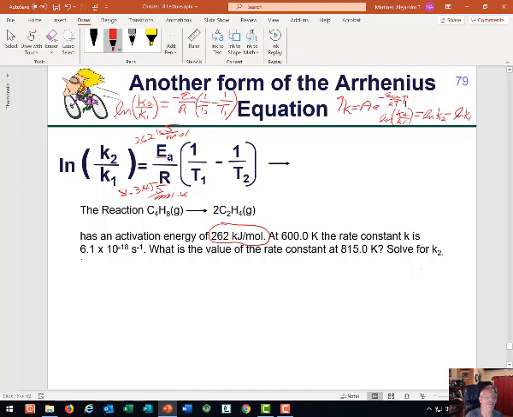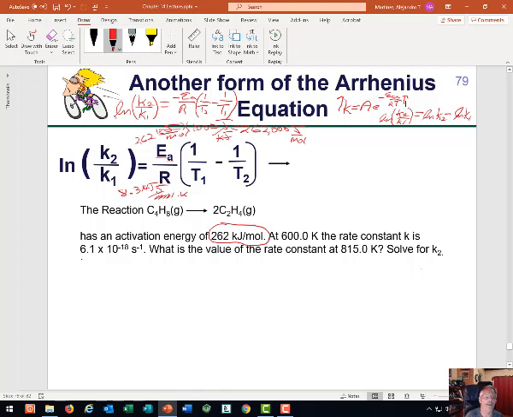We want to get them into the same unit. So we can either divide the gas constant R by 1,000 to get it into kilojoules, or we can multiply the activation energy by 1,000 to get it into joules. Let's just go ahead and do that. It's pretty simple. We're just multiplying by 1,000 joules per kilojoule. Kilojoules cancel, and that gives us 262,000 joules per mole. Hopefully you can see that up there in that bar.